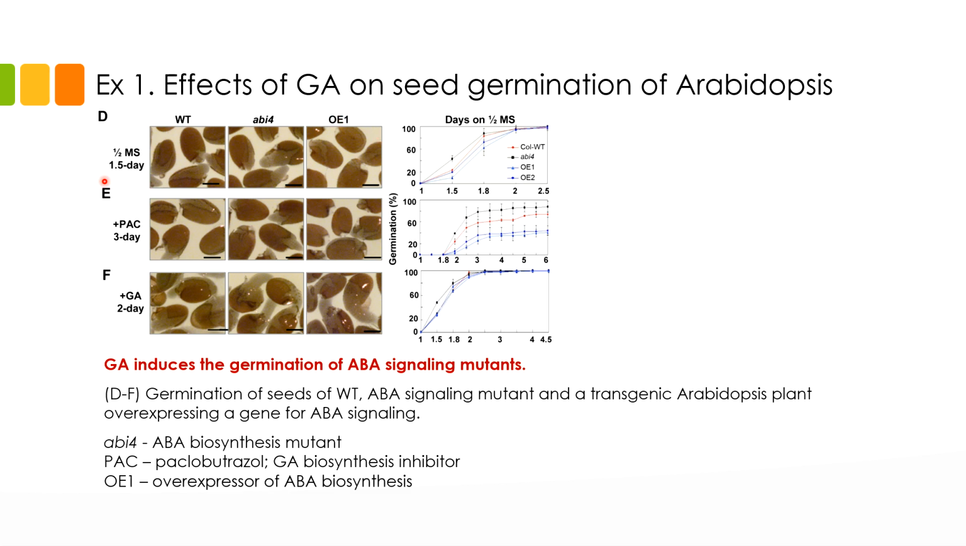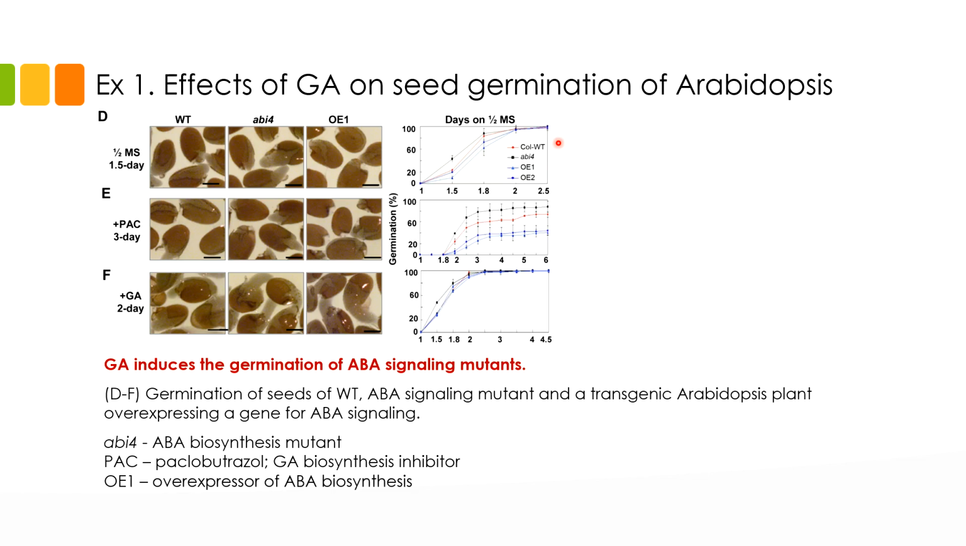The seeds were germinated in 1/2 MS media, and 1/2 MS media containing paclobutrazol. Paclobutrazol inhibits GA synthesis. And then we have seeds that were germinated in 1/2 MS media containing GA. These graphs on the right are germination data that correspond with the data taken from the pictures on the left. Let's focus on the germination of these seeds after 1.8 days in 1/2 MS media.